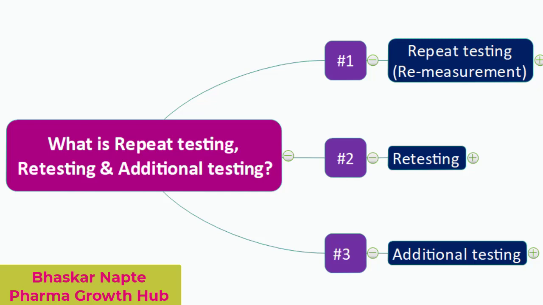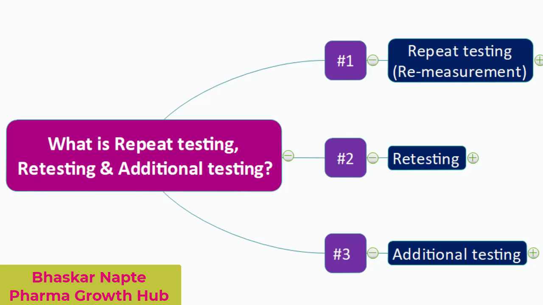So today we are going to talk about three very important terms when it comes to analysis of the sample. And all this discussion is going to happen in the context of out of specification or OOS. So what are these three terms? These three terms are: one is repeat testing, the second one is retesting, and the third one is additional testing. So we are going to understand what is the meaning of each of these terms and when these three activities can be used during the investigation of OOS.